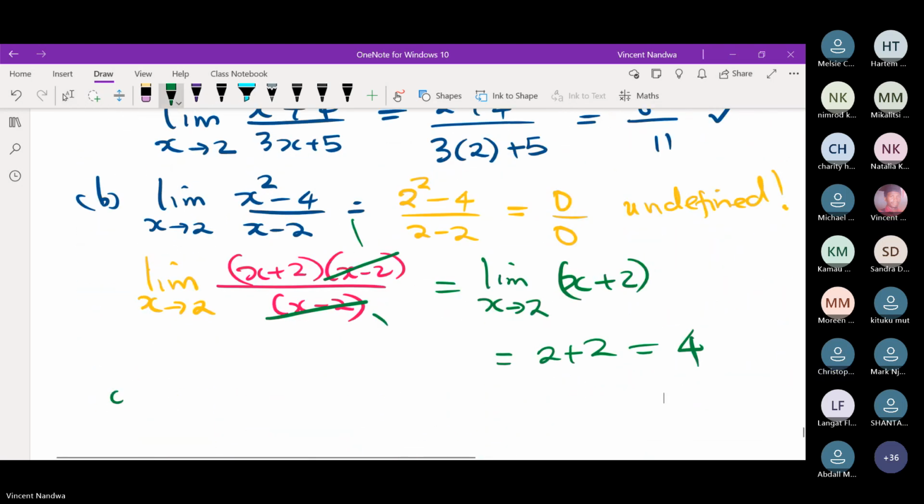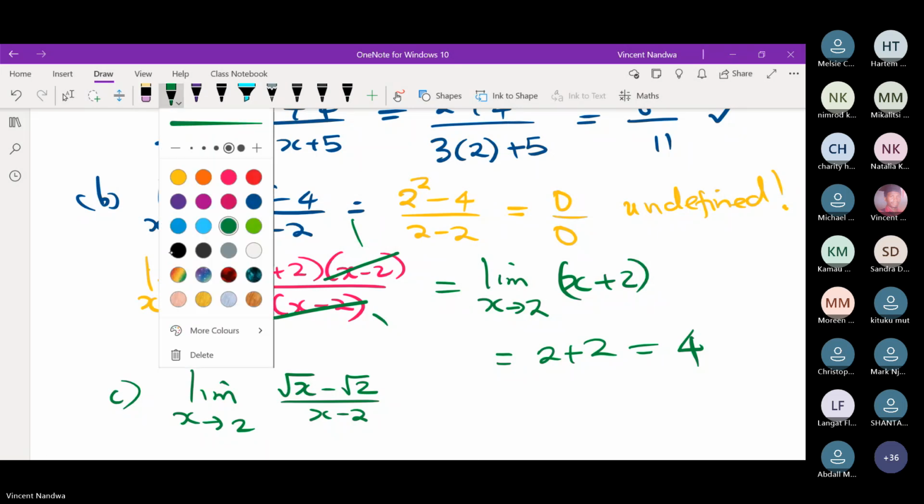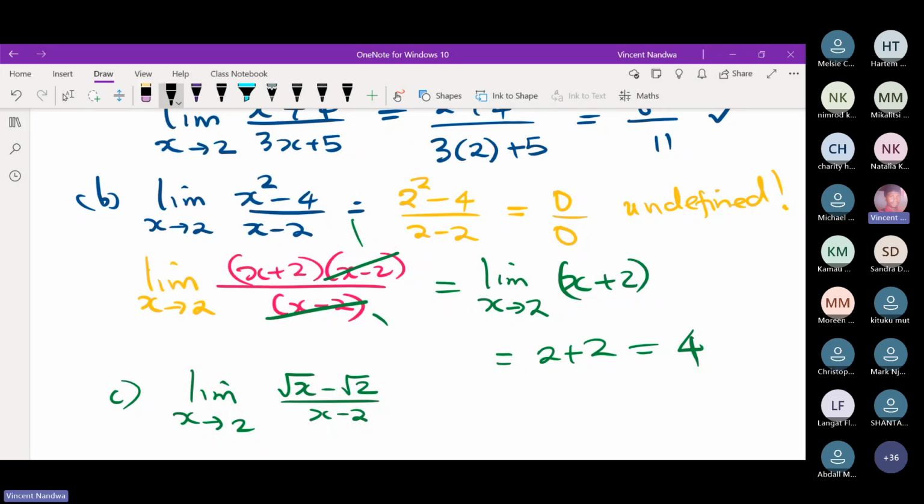Then C is the limit as x approaches 2 of root x minus root 2 over x minus 2. By direct substitution, this will be square root of 2 minus square root of 2 over 2 minus 2. So root 2 minus root 2? 0. 2 minus 2? 0. So this is still undefined. So direct substitution does not work for this limit.